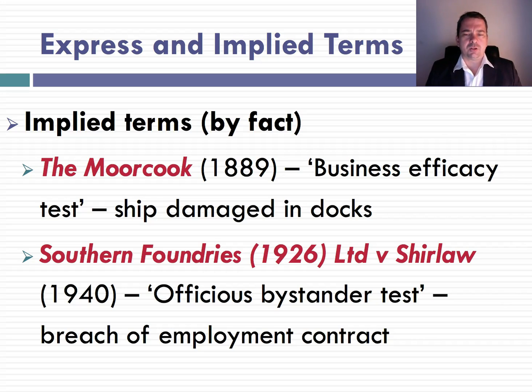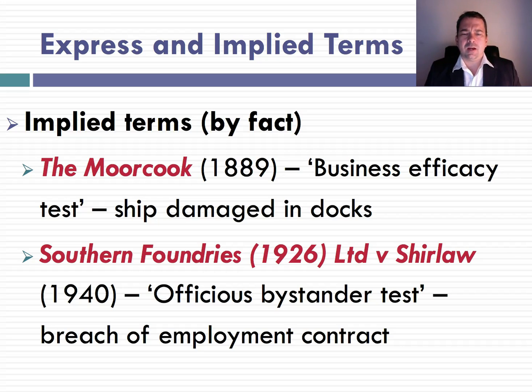Similarly, in Southern Foundries and Shirlaw, there was a breach of an employment contract, although it was not clear whether it was a breach, because the company at issue had been taken over by another company, and the new company had changed the terms of the company and changed the directorship of the company. Now, this affected Mr. Shirlaw's employment contract. Again, the employment contract itself didn't say anything about this, but the court said that there was an implied term in Mr. Shirlaw's contract that these changes would not happen. And this is what the court called an officious bystander test.